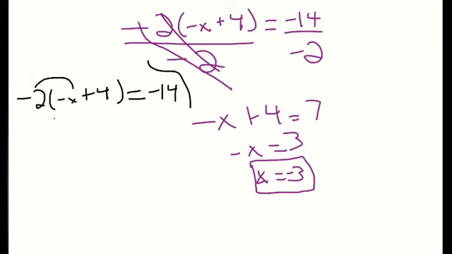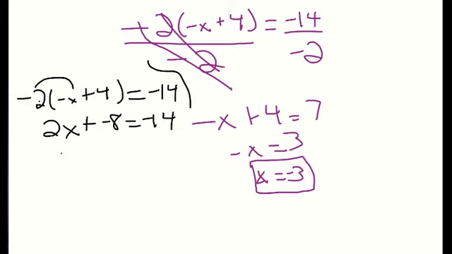Alright, so let's do the distributive property. Negative 2 times negative x. Well, two negatives make a positive, so that'd be positive 2x. And we're going to keep the middle sign, obviously. Negative 2 times 4. It's positive and negative, so that makes a negative. It's going to be a negative answer. What's 2 times 4? It'd be 8. And then we get negative 14.